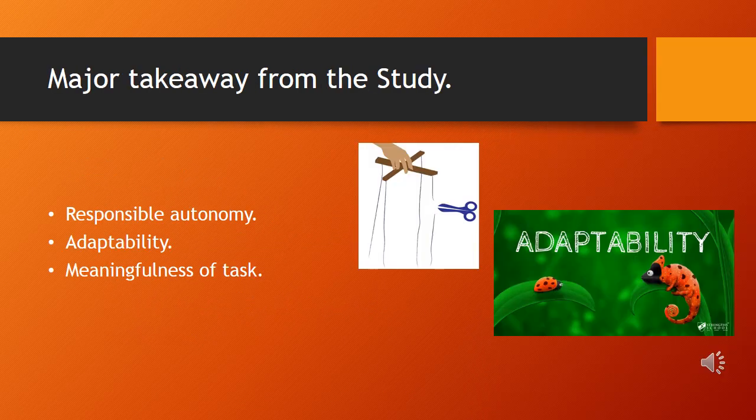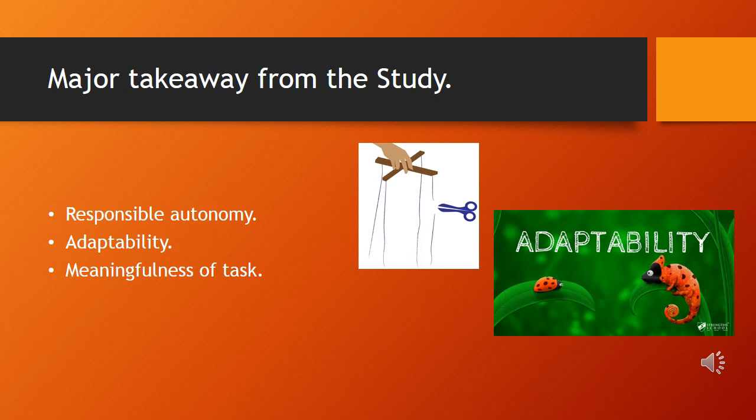Although the longwall method promised to raise productivity, a norm of low productivity emerged. With the reduced variety and challenge, the miners found the redesigned work to be unpleasant. They preferred to operate autonomously and to perform all tasks rather than solely performing the task of cutting, shoveling, or filling. Trist came up with 3 key takeaways from his study, including responsible autonomy, adaptability, and meaningfulness of task.